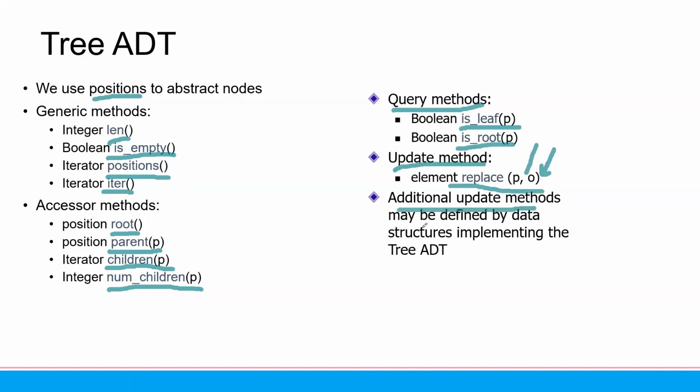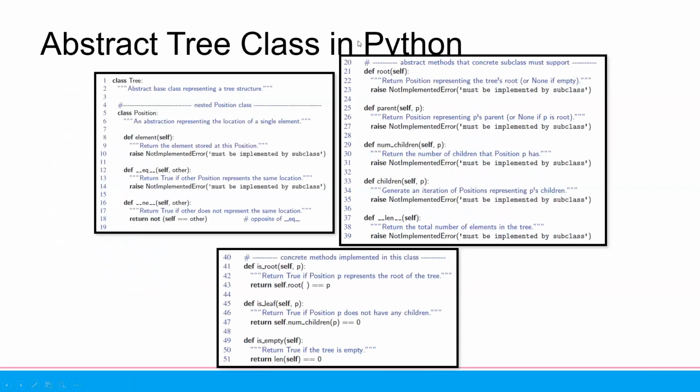Additional update methods may be defined by the data structure implementing the tree ADT. So this is the tree class in Python. We have the position. Position is the class. I think we already learned from the previous positional list. And we have the element, equal, not equal.